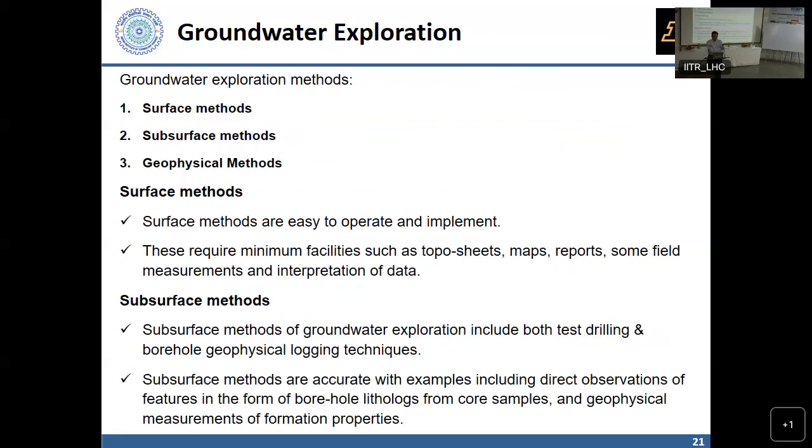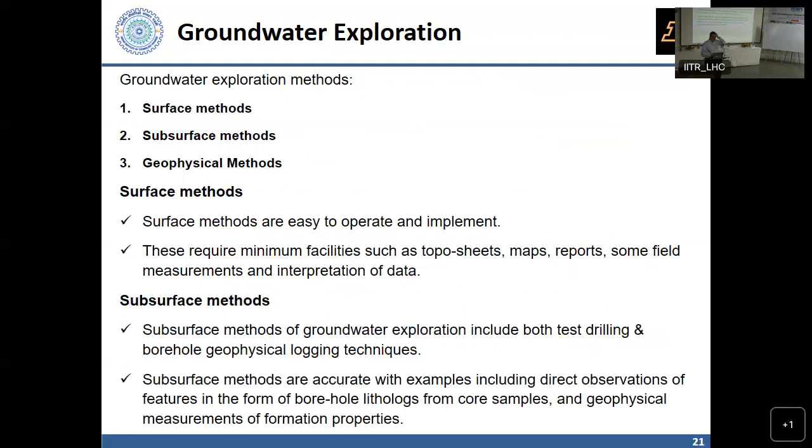So the subsurface methods are examples of direct observations. Typically, like I said, if you drill a well, you take soil cores, and you map the subsurface at various depths by examining the properties of the cores. These are physical properties, but they do require a lot more effort.